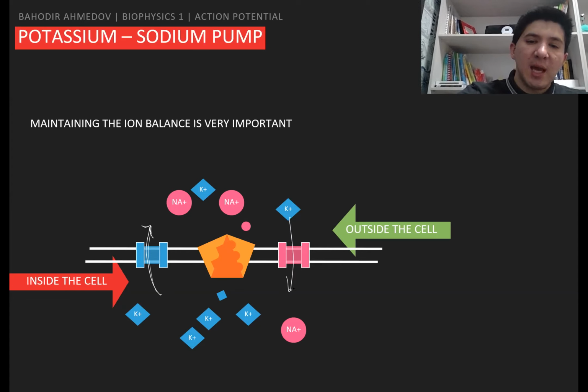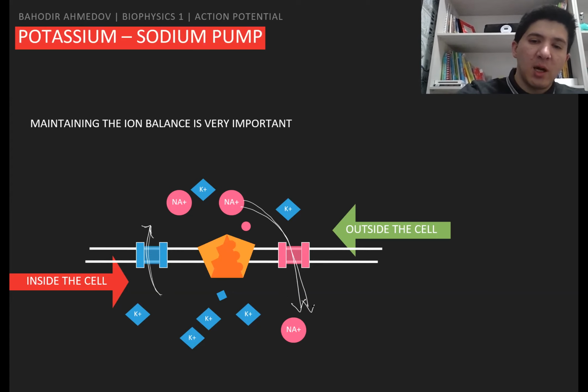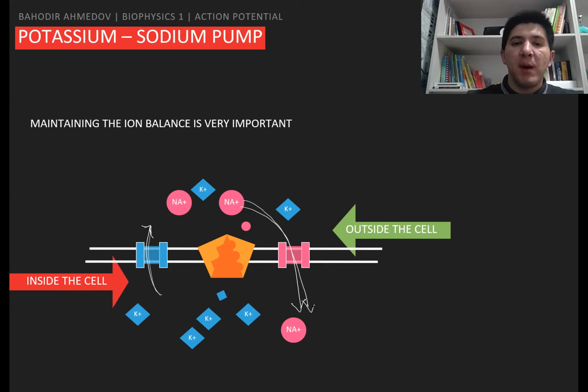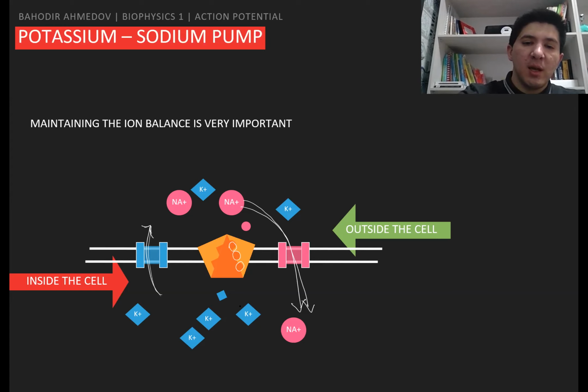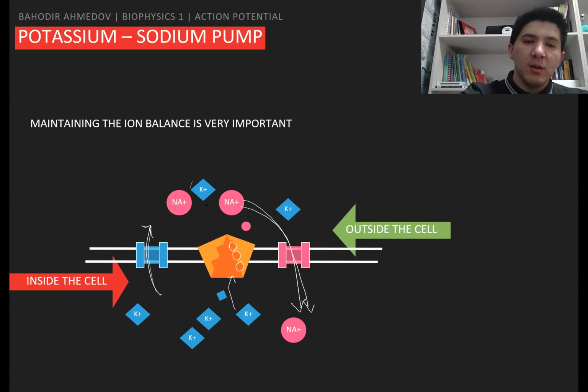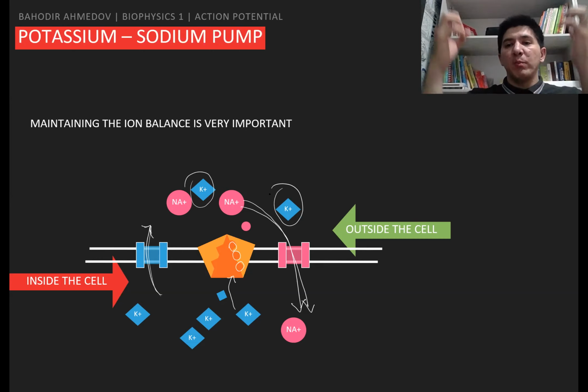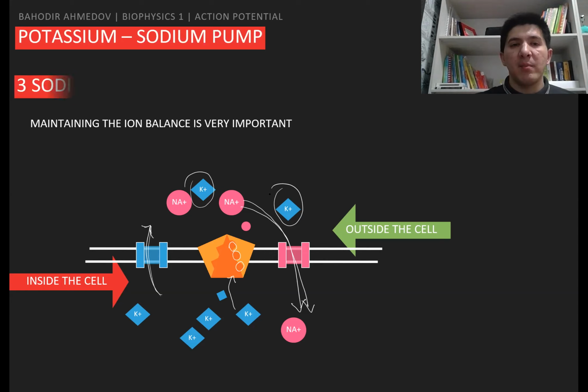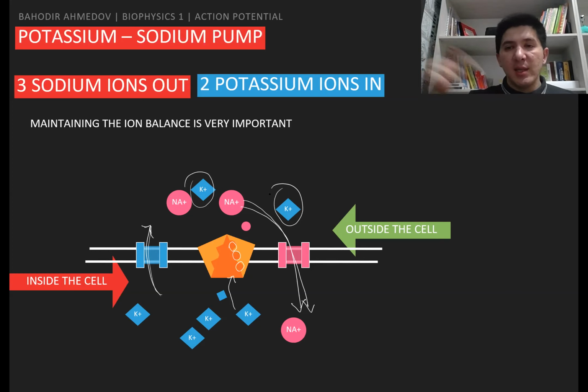And through this gate, some of the sodiums are going in. So what the potassium sodium pump does is it takes 3 sodium ions from inside and lets them out of the cell, and it takes 2 potassium ions from outside and puts them inside. So this pump puts 3 sodium ions outside the cell and 2 potassium ions inside the cell always. So this pump helps us to maintain the ion balance.